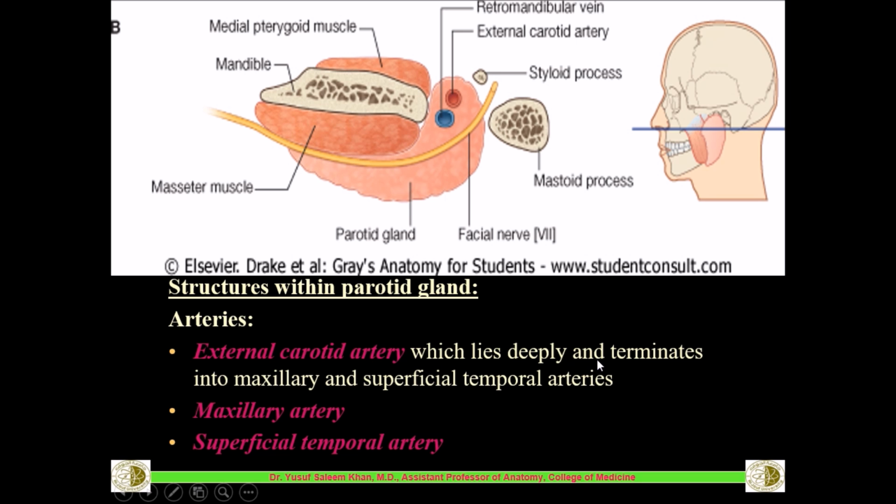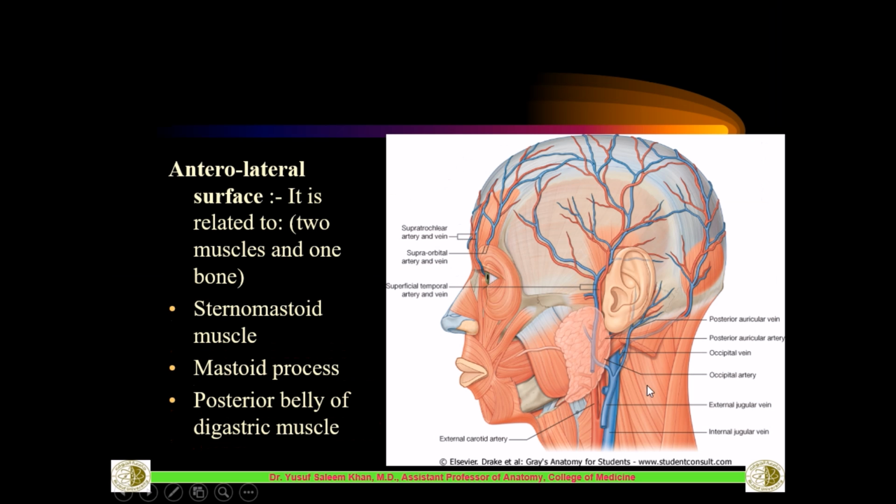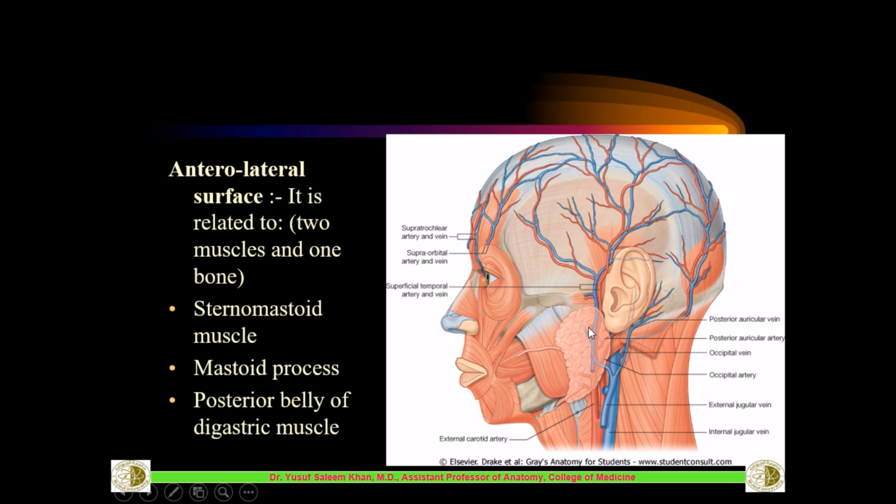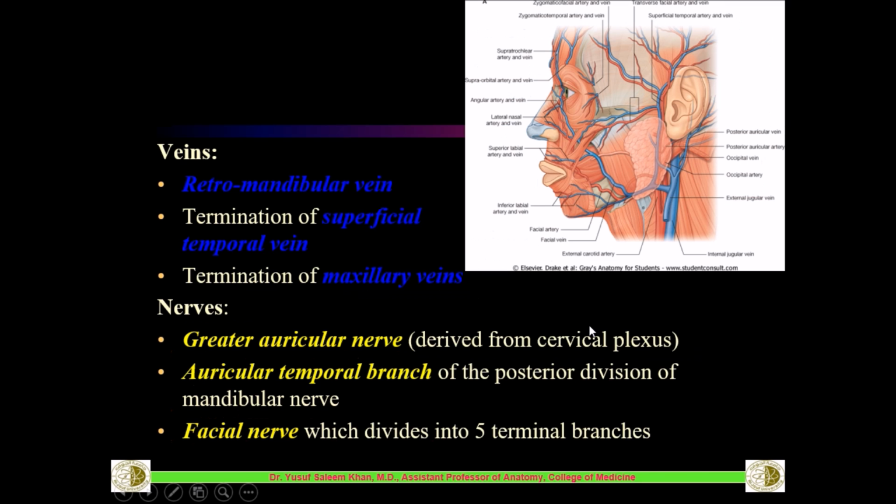It lies deeply and terminates into the maxillary and superficial temporal artery. So it terminates by dividing into the superficial temporal and the maxillary artery. So the two terminal branches are the maxillary artery and the superficial temporal artery. Extending above, this will be the superficial temporal artery, and here will be the maxillary artery.